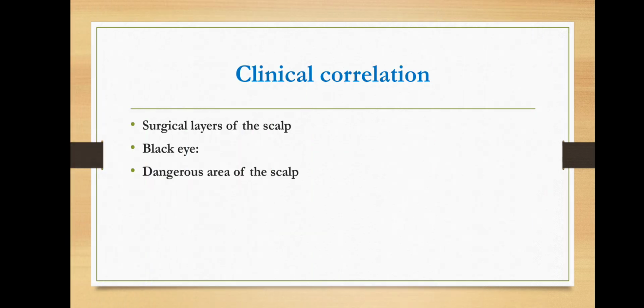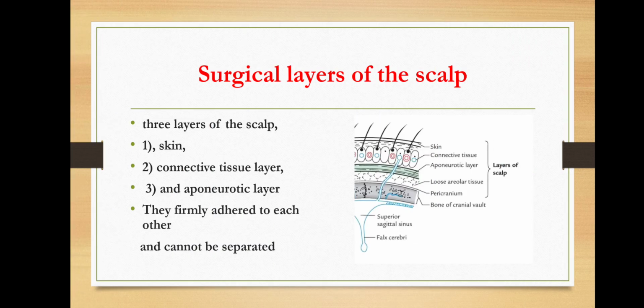Next, clinical correlation. So what is the applied anatomy for the scalp? There are 3 major clinical correlations. First one, surgical layers of the scalp. The second one, black eye. The third one, dangerous area of the scalp. So let's see these 3 correlations.